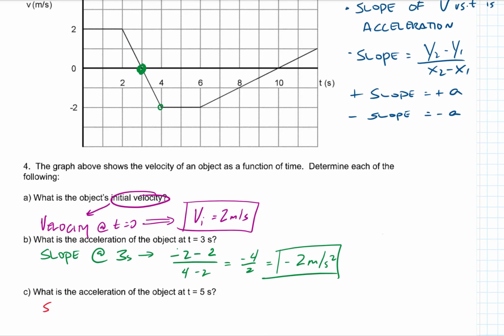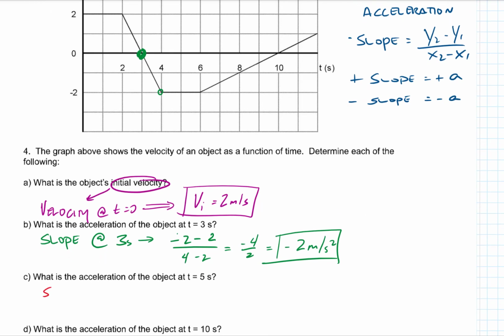What's the acceleration of the object at t equals 5 seconds? Again, it's going to be the slope at 5 seconds. So if we look at 5 seconds, where that red dot is, I see that the slope is 0. So the acceleration must be 0. What's the acceleration of the object at 10 seconds? Well, to get that, I need the slope of the entire line.